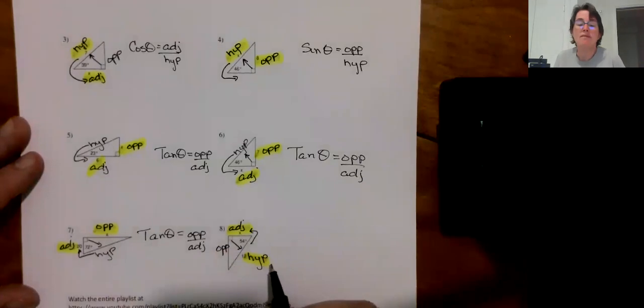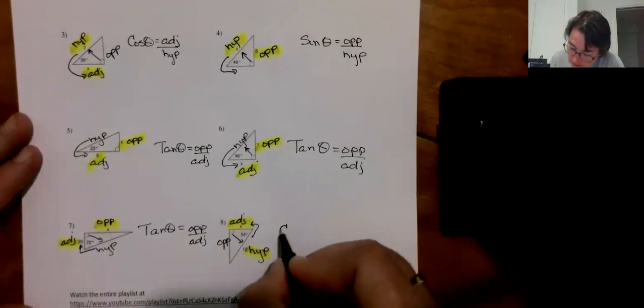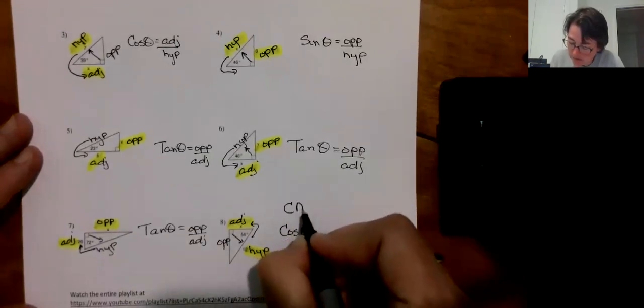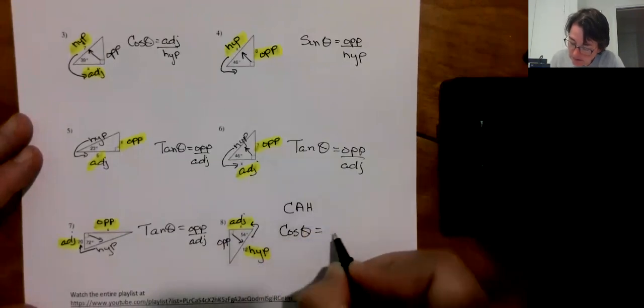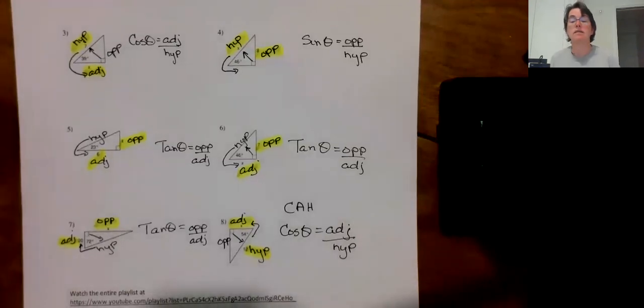Anytime I have hypotenuse in there, I know it's either going to be sine or cos, so I need to be a little more careful to make sure I grab the right one. And this one specifically is hypotenuse and adjacent, so that is cos theta, right? Because it's adjacent over hypotenuse. All right, sweet.